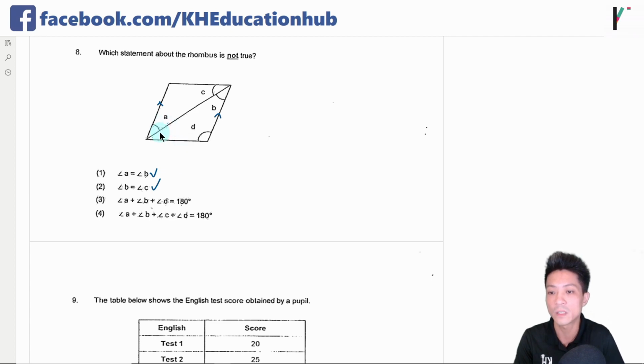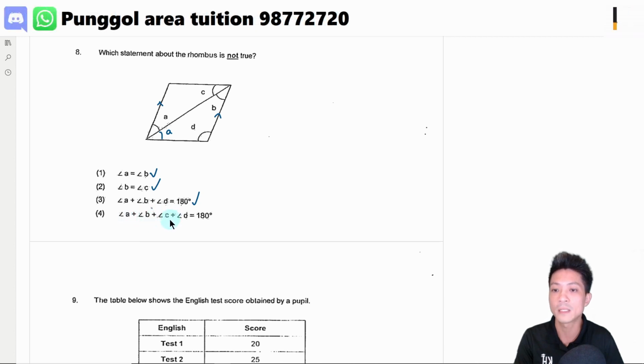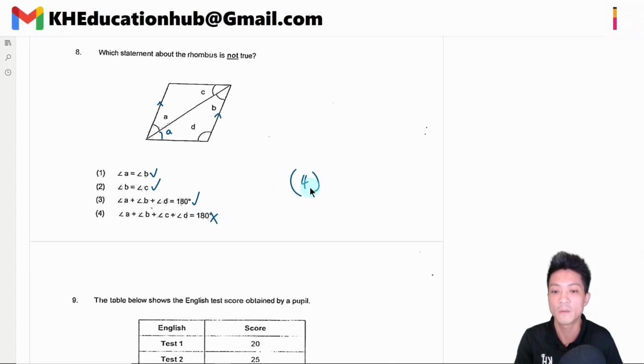Because over here this is also like angle A. So A plus B plus D is the total angles in a triangle, which is 180. Which means that number 4 is probably the one that is wrong. Angle A plus B plus C plus D is 180. This is wrong, and the answer will be number 4.